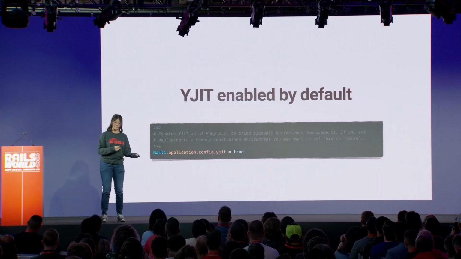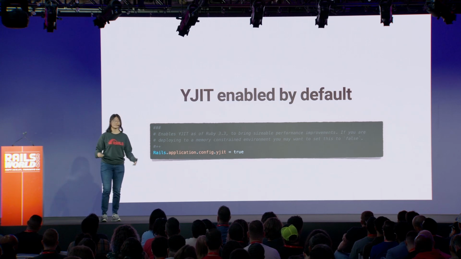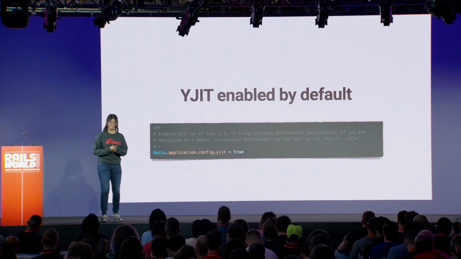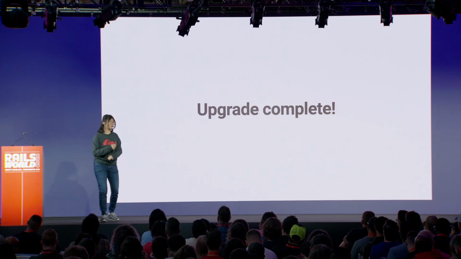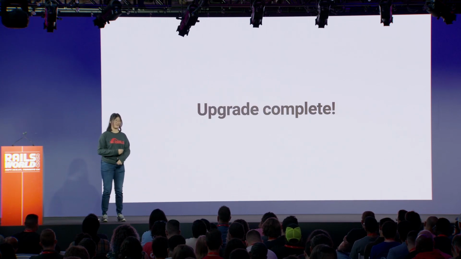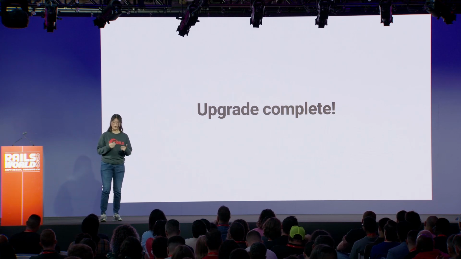And lastly, another default is that YJIT is enabled by default. YJIT is Ruby's JIT compiler that has been available since 3.1 and has been shown to improve latency by 15 to 25%. So this is what some of the things you could expect on your upgrade journey. There's a lot of changes that I didn't have time to speak about here, but hopefully you'll have a better understanding when you start your upgrade.